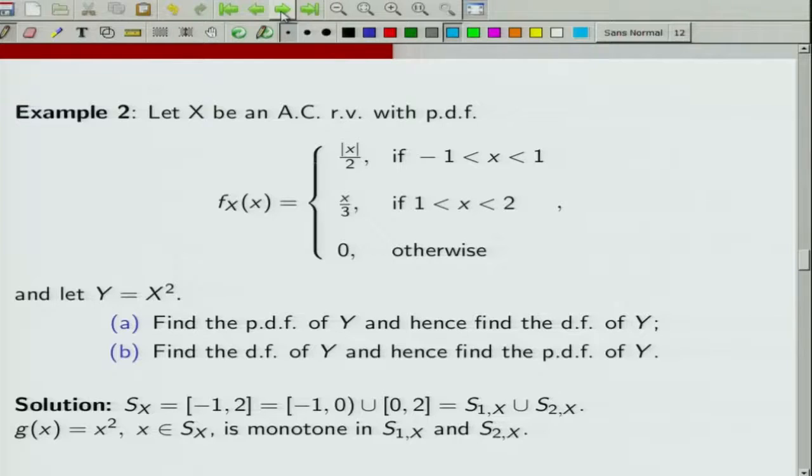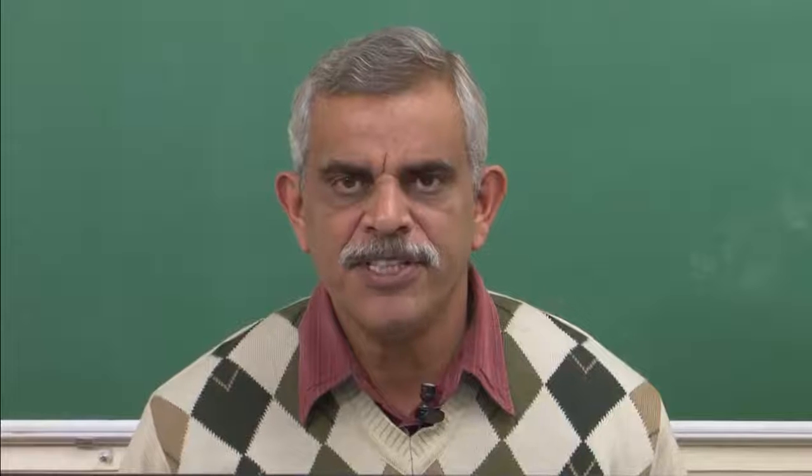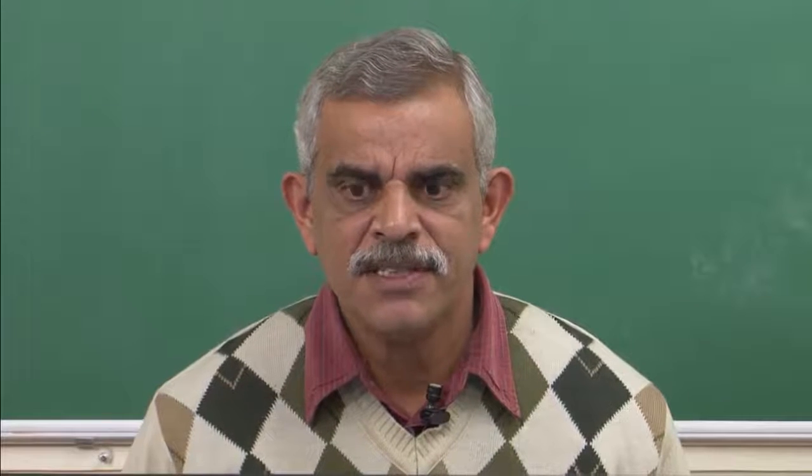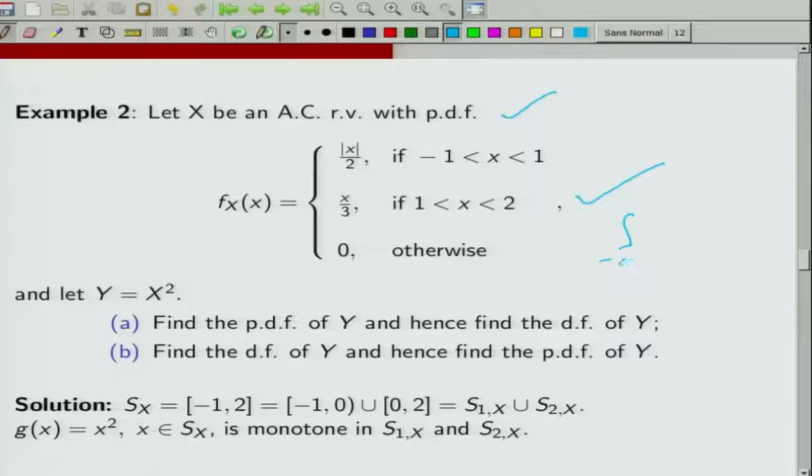Let us try to see this example. Let X be an absolutely continuous random variable and suppose its PDF is given by this. One can easily check that this is a proper PDF. That means it is non-negative, and if you integrate f_X(x) dx from minus infinity to infinity, this is 1, and this is non-negative also. One can easily check that.